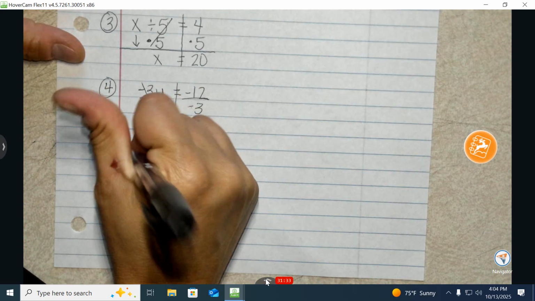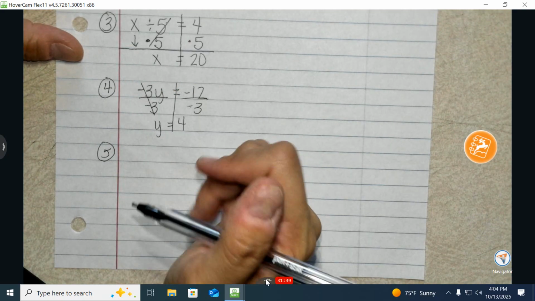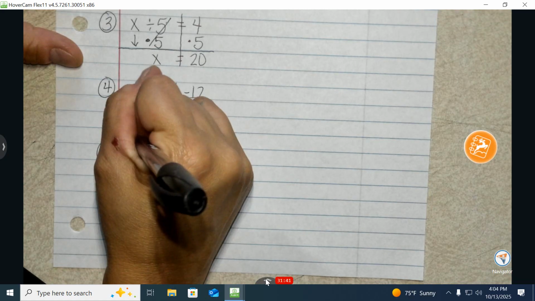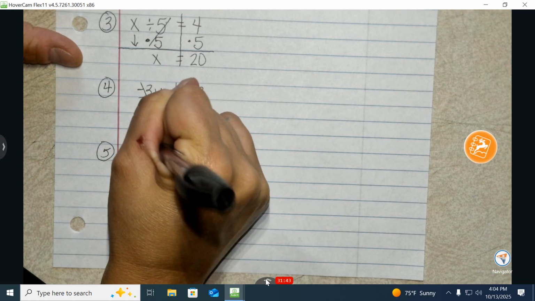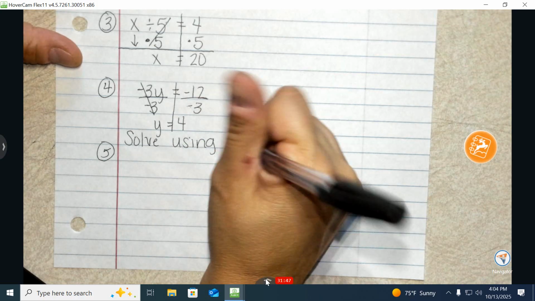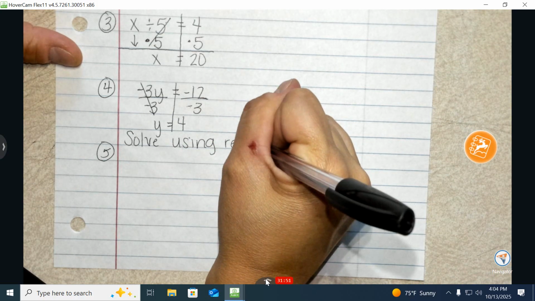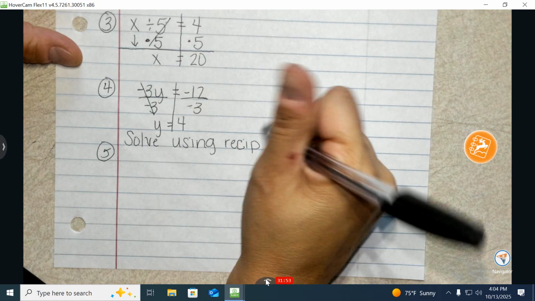Alright, so now with 5 through 8, we're going to solve using reciprocals. We've talked about that word before. It is just the flip of a fraction.